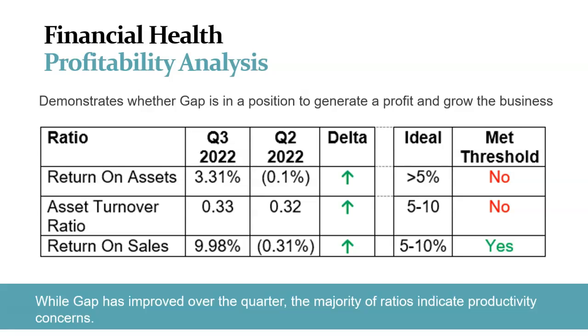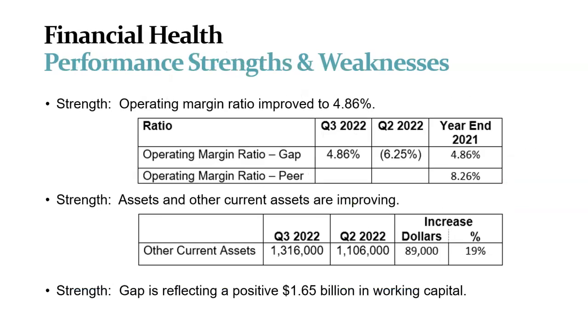However, the return on asset ratio and asset turnover ratio are still below the threshold. The performance did improve the return on sales. As an investor, I would still use caution and watch Gap to ensure this positive performance continues.